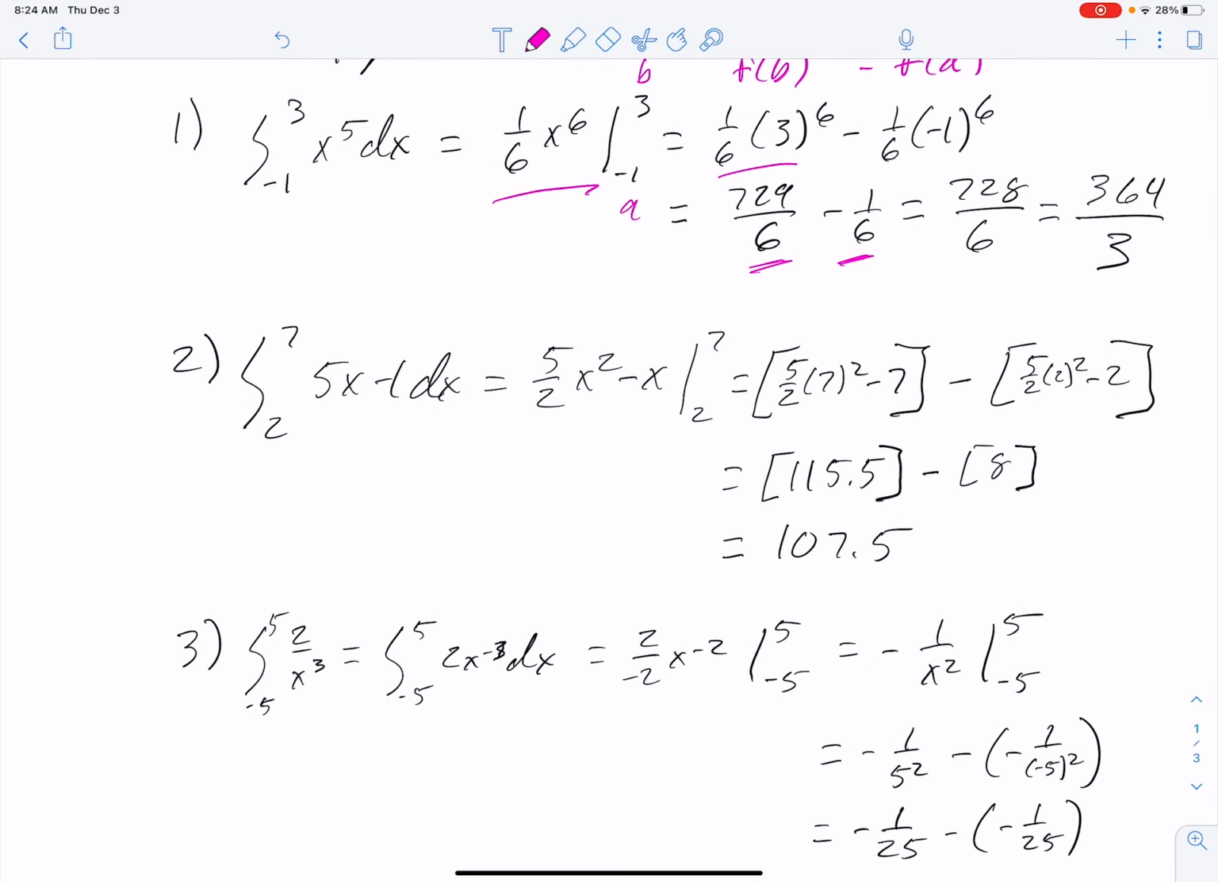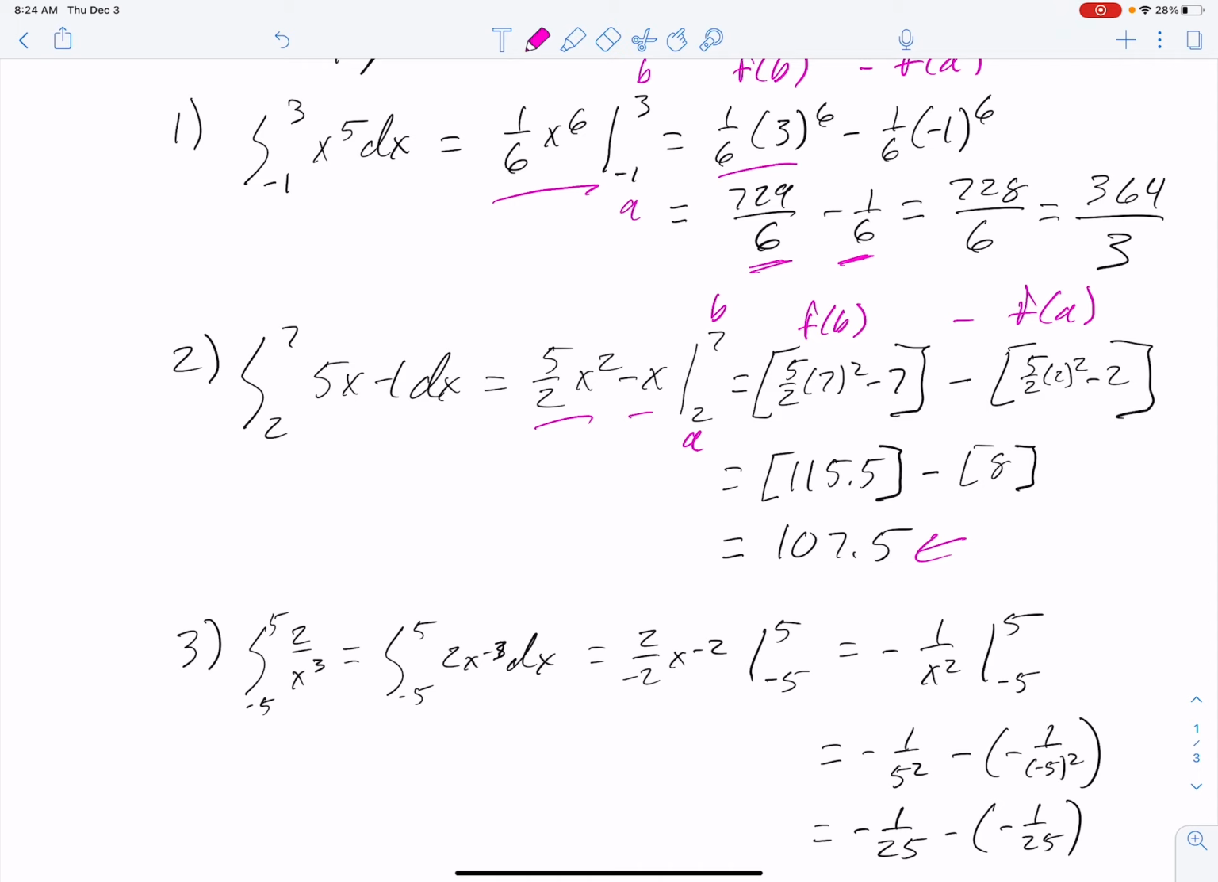So same thing, number 2, I use my anti-power rule to find my antiderivative. I've got my b value and my a value, so I substitute in, find f of b minus f of a. And again, feel free to use your calculator and give a decimal equivalent or fractional equivalent if you want.